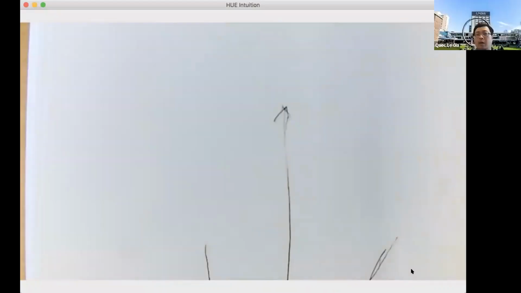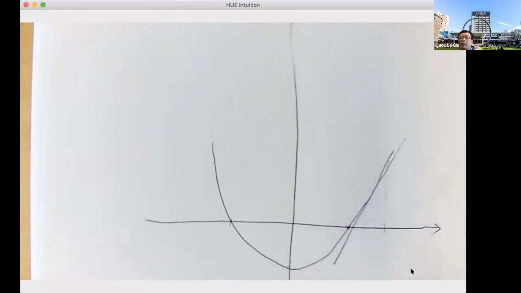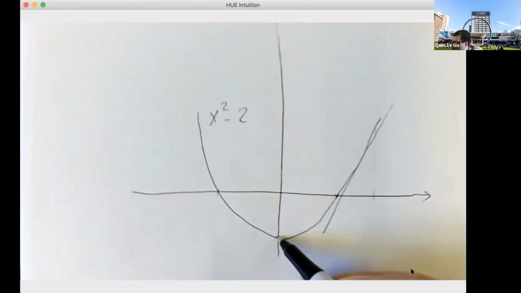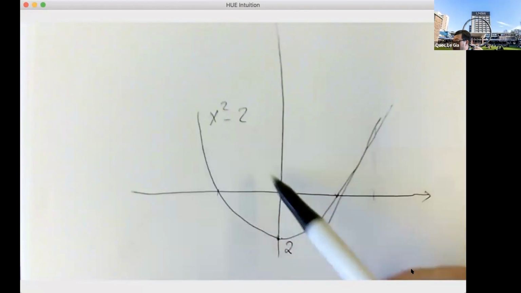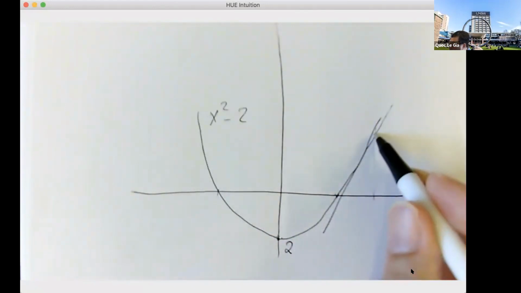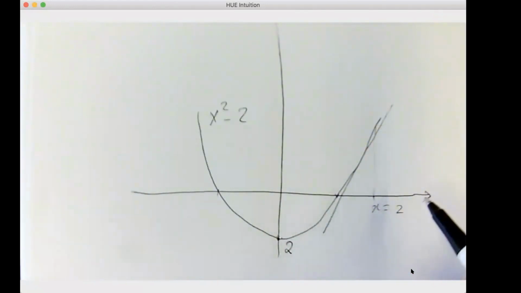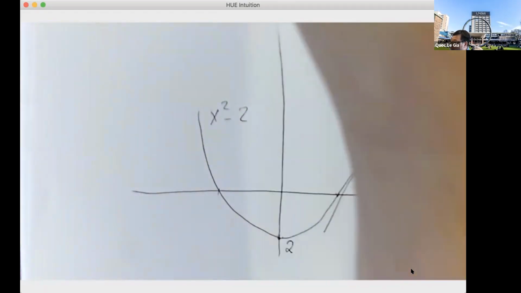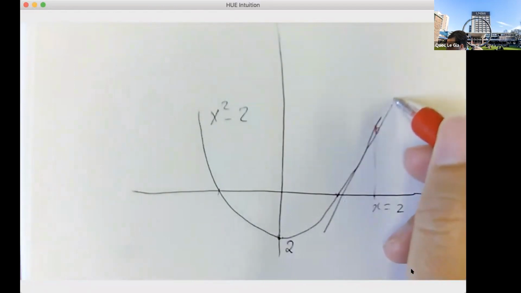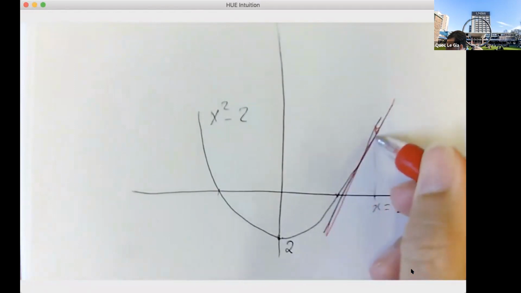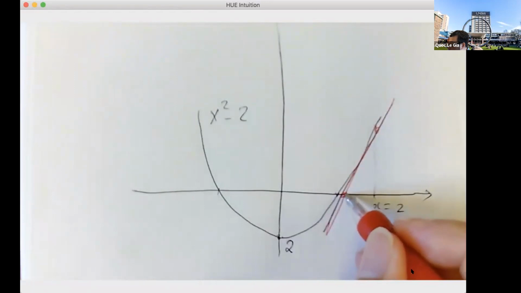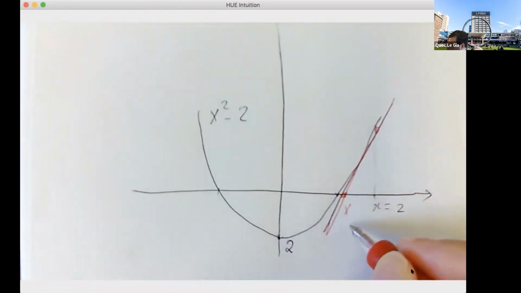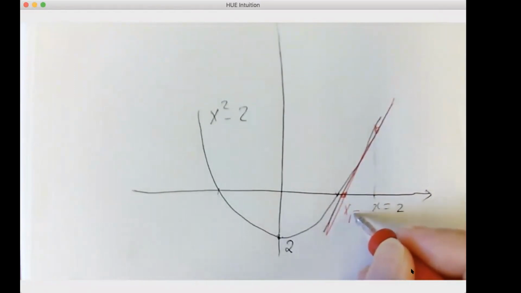So now I show you the pictures. Suppose you have the curve x squared minus 2. I'm not drawing a very good figure, but essentially x squared minus 2 is this parabola. And now the point x equals 2 is right here. Then you draw a tangent line, maybe the red one, exactly at x equals 2. It goes down and cuts the x-axis. So now the question is, what is the intersection? Suppose I call it x1. What is x1?